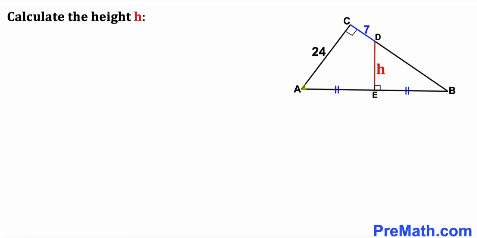Welcome to PreMath. In this video we have got this right triangle ABC such that this side length AC is 24 units and this line segment CD is 7 units, and moreover these line segments AE and EB are equal in length. And now we are going to calculate this height h.